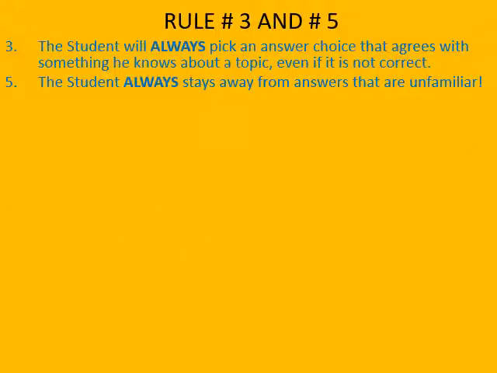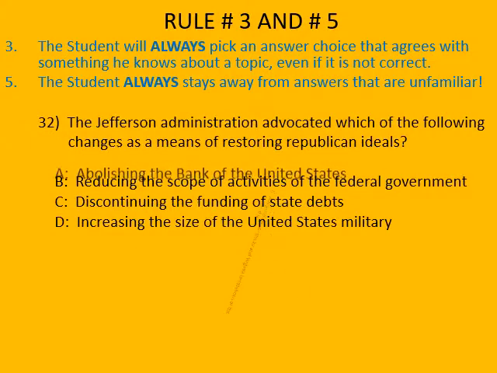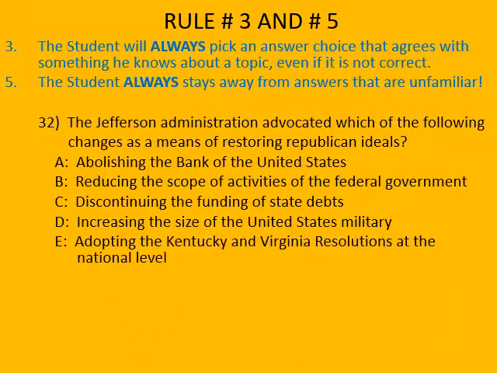Rules 3 and 5. Okay. The student will always pick the answer choice that agrees with something you know about a topic. The student will always stay away from answers that are unfamiliar. The Jefferson administration advocated which of the following changes as a means of restoring Republican ideals?